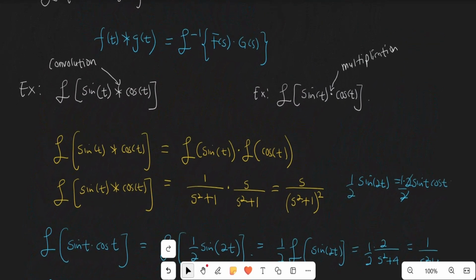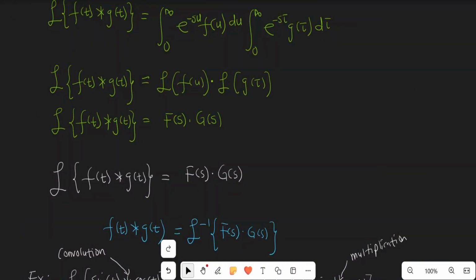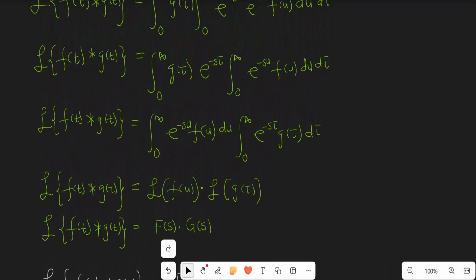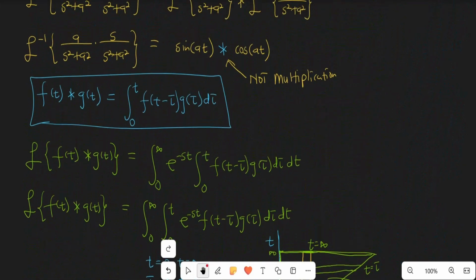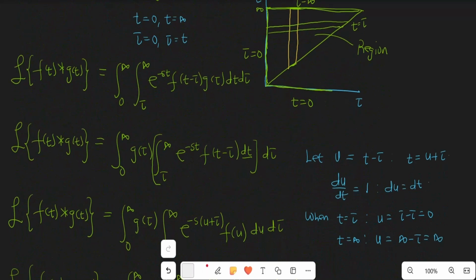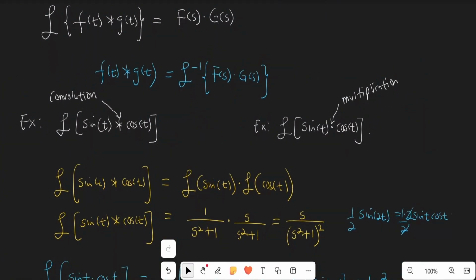It is very important in solving the Laplace inverse of some complex functions. If we can't use partial fractions to break the function down, then we might have to resort to the convolution theorem. So the theorem simply states that if we have f of t convoluted with g of t, which is defined this way, the Laplace transform of f of t convoluted with g of t is just the Laplace transform of f of t multiplied by the Laplace transform of g of t. That is what we established from our proof, and that is the convolution theorem. So this is part 1 of the convolution theorem.